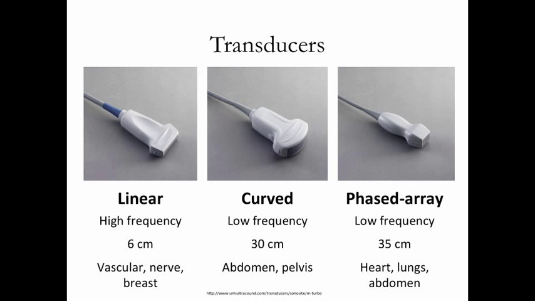The main difference between the two is that the footprint for the phased array is much smaller and allows you to get in between the ribs for cardiac imaging. But you can use the phased array probe for abdominal imaging. The curved probe just doesn't translate well to cardiac imaging because of the footprint of the probe.